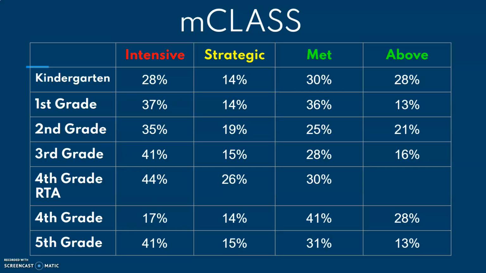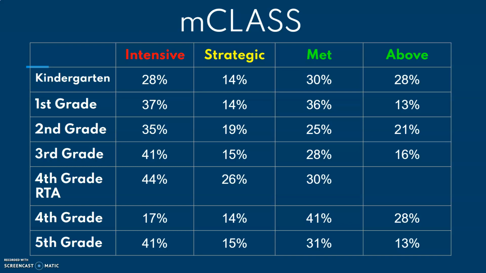This is looking at our M-Class for middle of the year that just finished up before we tracked out. Our kindergarten has 28 in the intensive, 14 in the strategic, and we currently, between our MET and above, have 38% of our students that are proficient. In first grade, we have 49% of our students that are proficient, with 14 in strategic and 37 intensive. In second grade, we have 35 intensive, 19% strategic, and we have 46 combined MET and above to show proficiency.